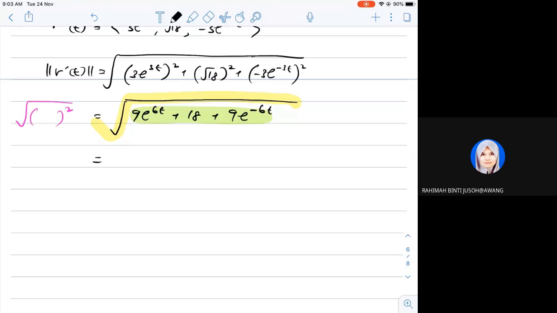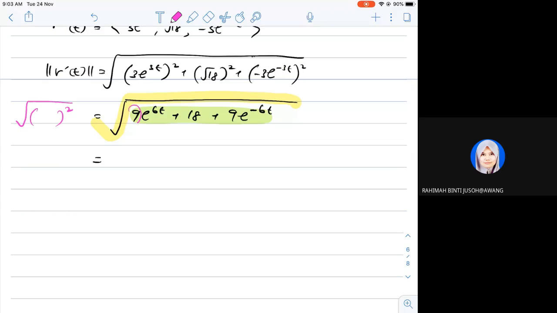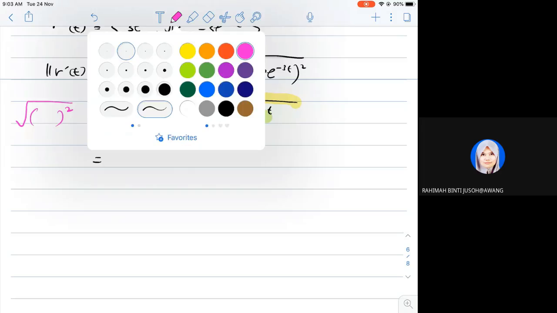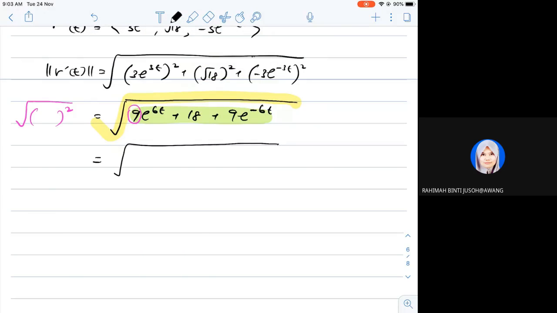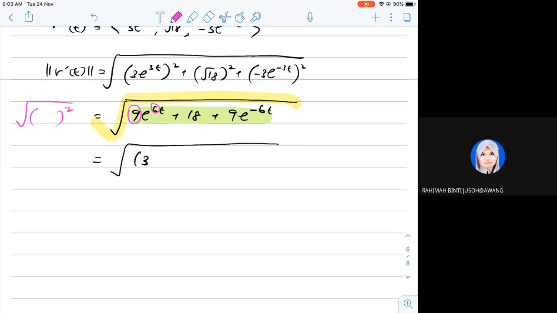Okay guys, what you should do now is consider this. This is 9, right? Put the square root sign. Square root of 9 is 3. So put 3, and then we have 6 here. 6 divided by 2, we will have exponent 3t.